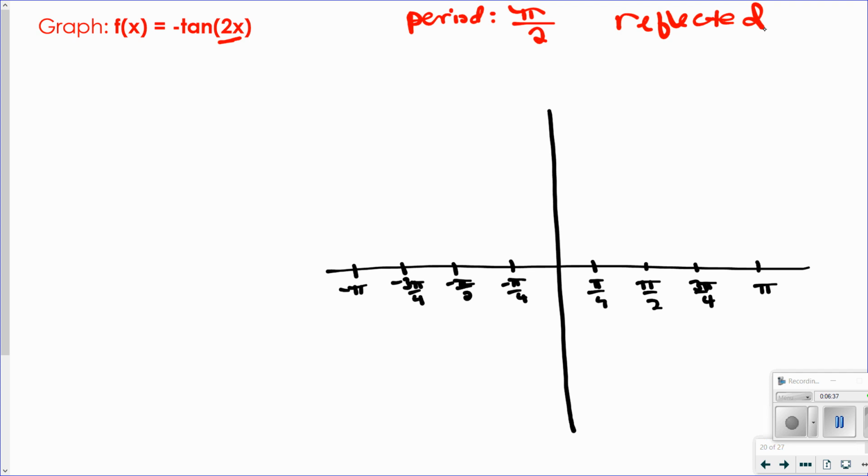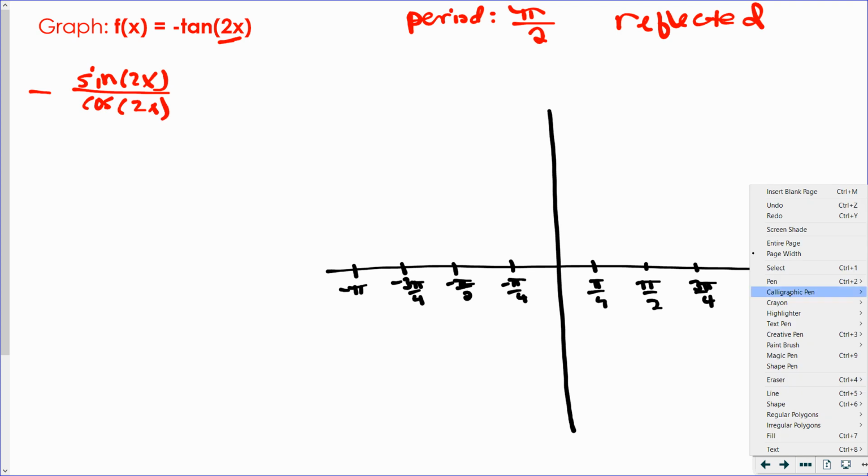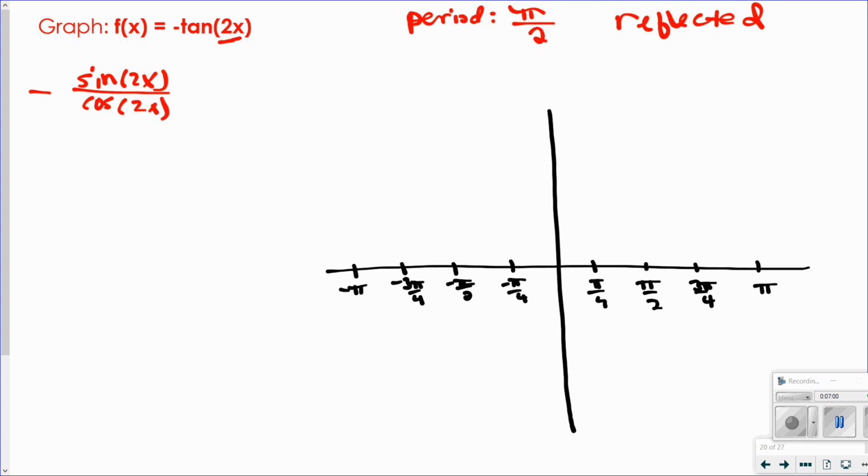So the branches will take the shape more of the cotangent graph. However, all of the rest of our information is going to come from this being a tangent graph. And what I mean by that is that negative tangent of 2x is actually negative sine of 2x over cosine of 2x. That's how we could rewrite that. And why that's important is because that's what's going to help us identify intercepts and asymptotes. Most importantly are the asymptotes.